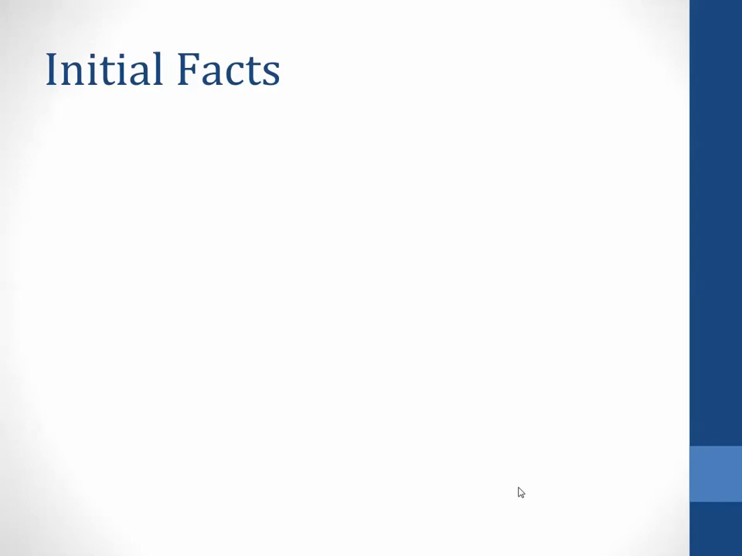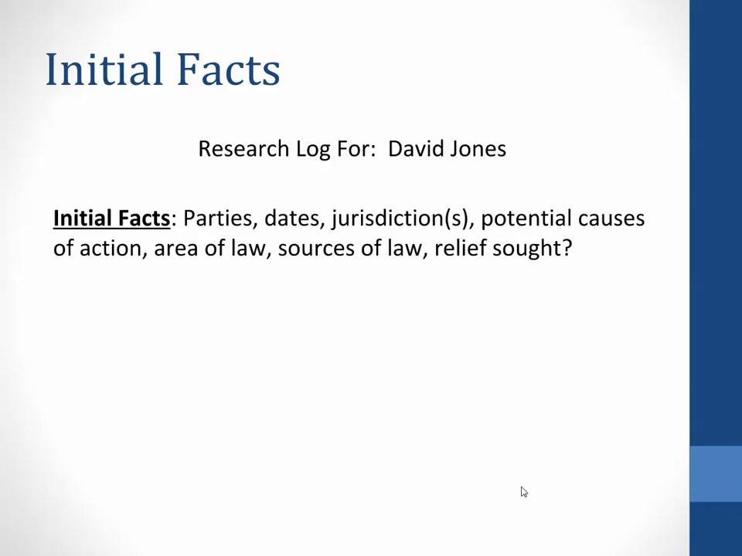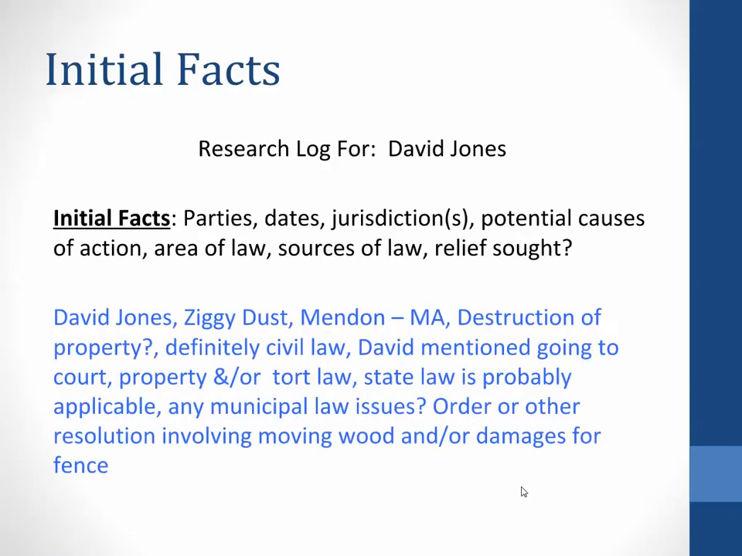So the first part of the research log asks you to jot down the initial facts. And we know our client is David Jones. If we were at a law firm, we'd probably have also a client matter number. In terms of the initial facts, we know our parties. The date would be recent. We know it's in Mendon, Mass, so our jurisdiction is Massachusetts.